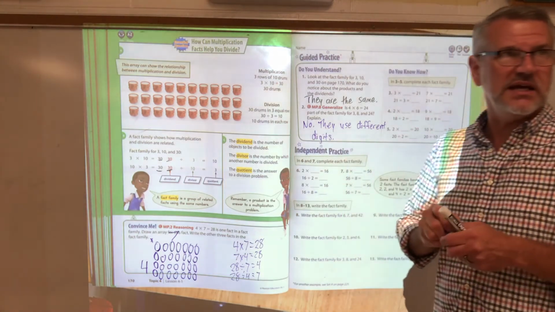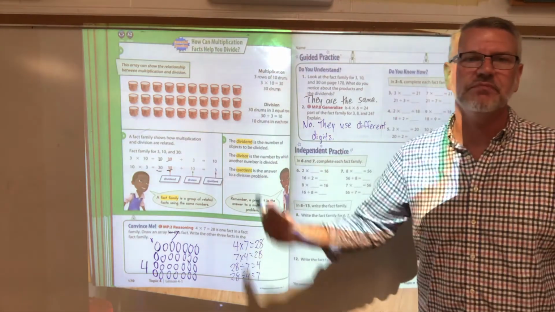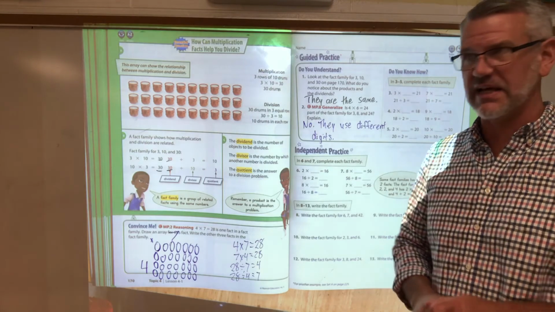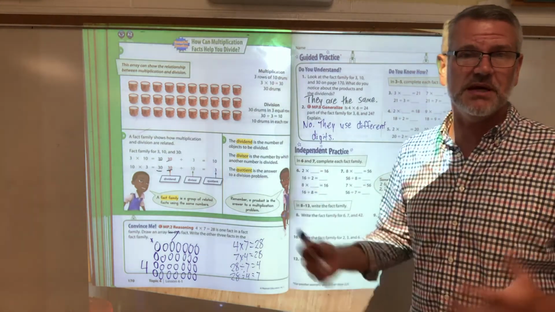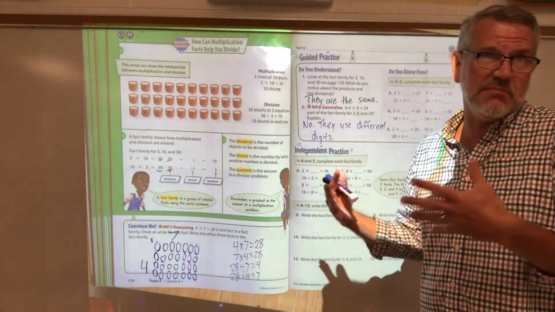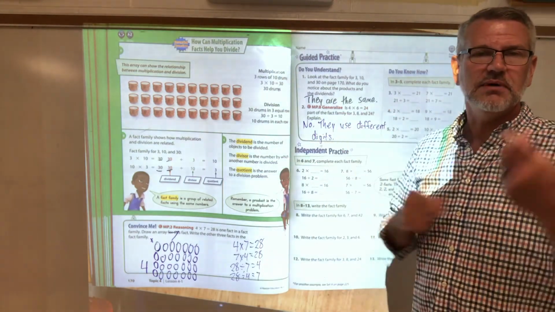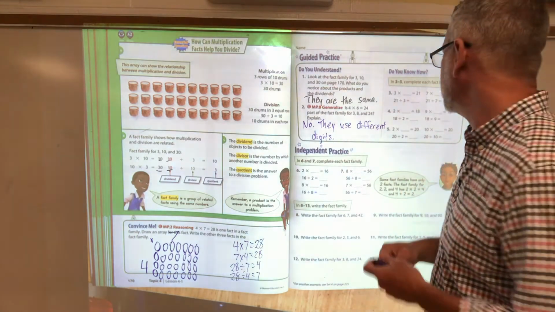It's like a family, their last name, let's say Smith. There may be 2 or 3 families around town with the last name Smith. They're not the same people though. They have the same last name, but it's not the same people. These have the same product, but it's not the same digits in that family.